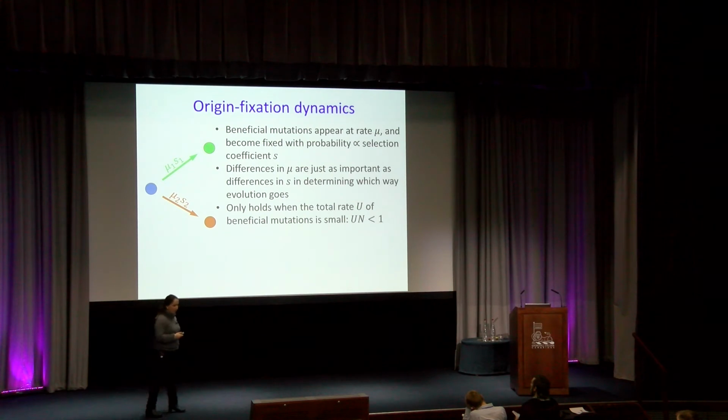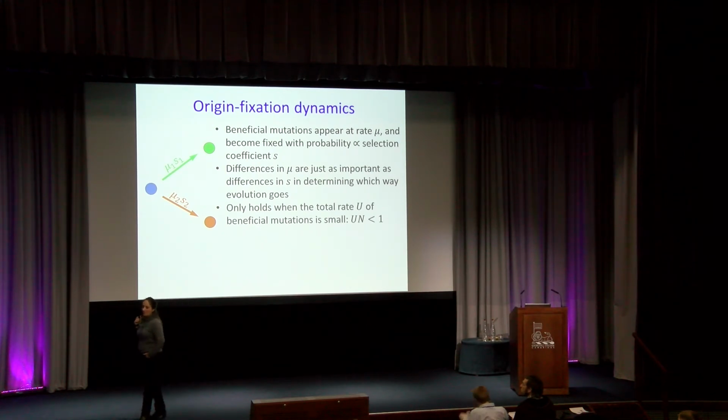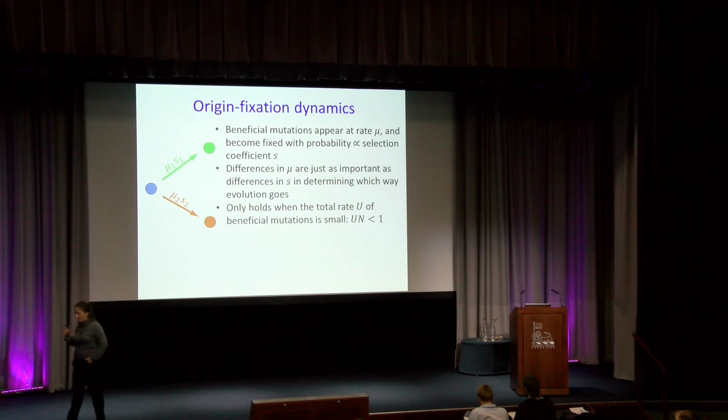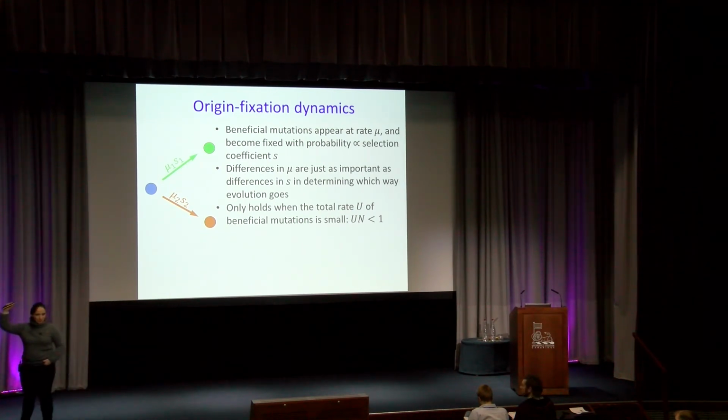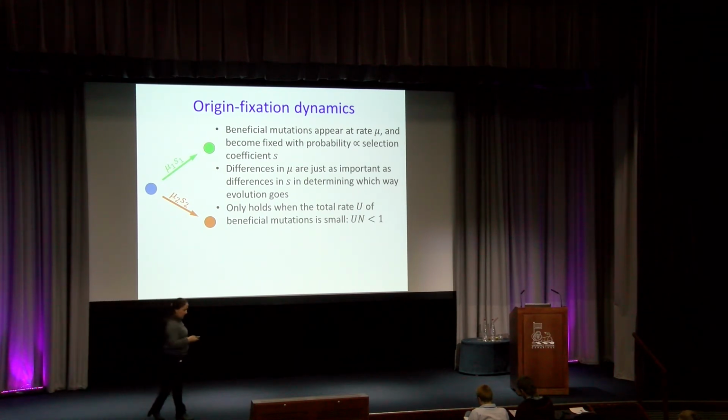But the problem with this origin fixation dynamics is that it's only true when the total rate of beneficial mutation is small. When two of these happen at the same time, that's not what happens. When two of them happen at the same time, the one with higher S wins. Because if they're both competing, the one with higher S rises in frequency faster and outcompetes the other one. Unless they can be combined and synergistically become better than either one in isolation, S will rule.